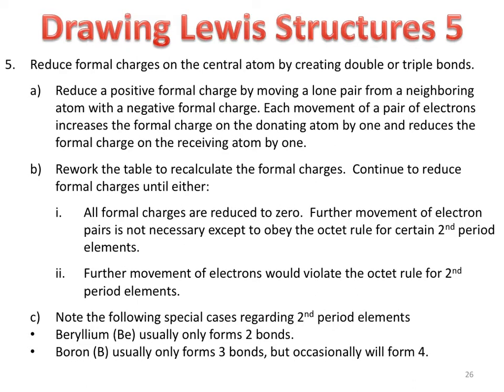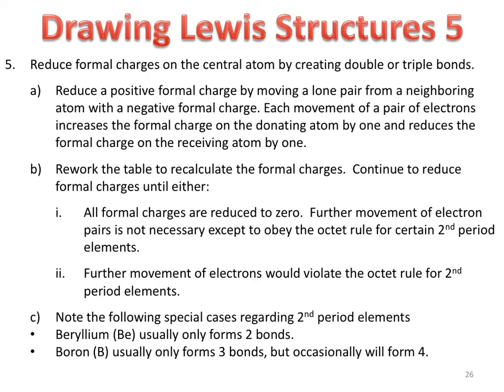You must remember a couple of things. In our effort to reduce all formal charges to 0, we cannot break the octet rule for second period elements because they have only s and p orbitals and cannot hold more than 8 electrons. In elements in the third and fourth periods and beyond, they can hold higher numbers of electrons, so it is possible to move electrons to form 10, 12, 14 electrons around central atoms in third, fourth, and fifth period elements.